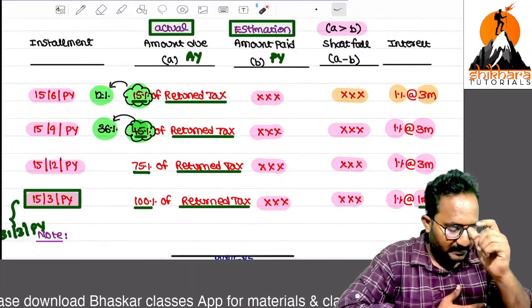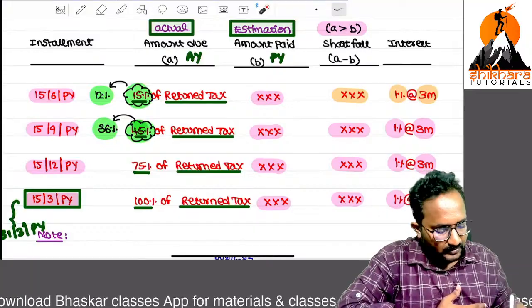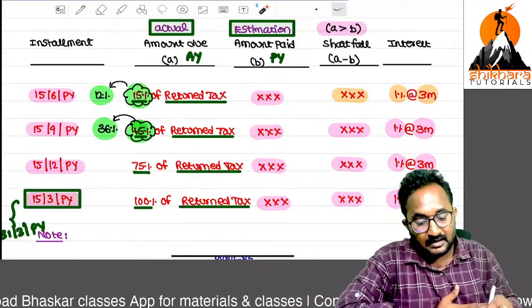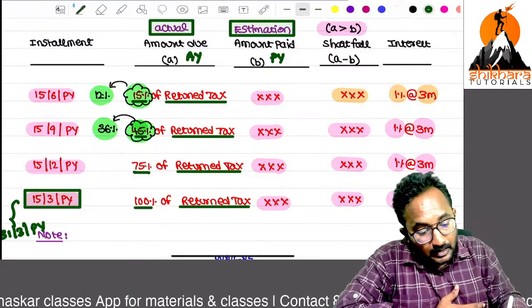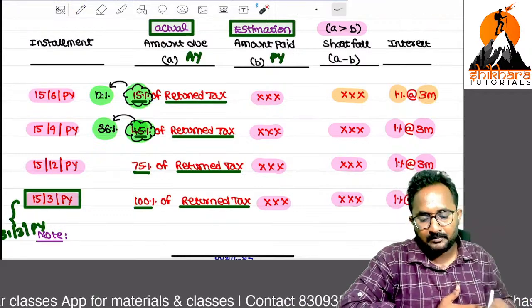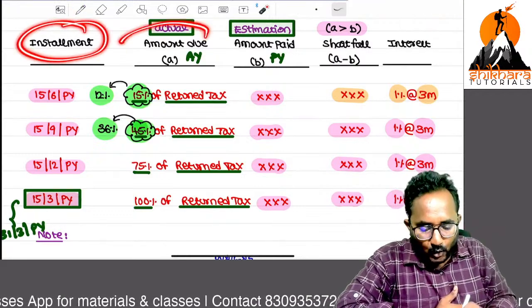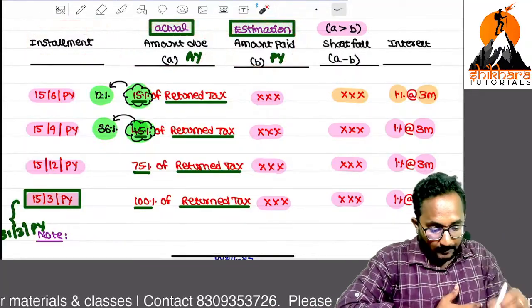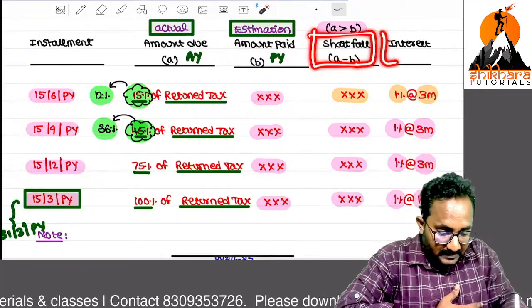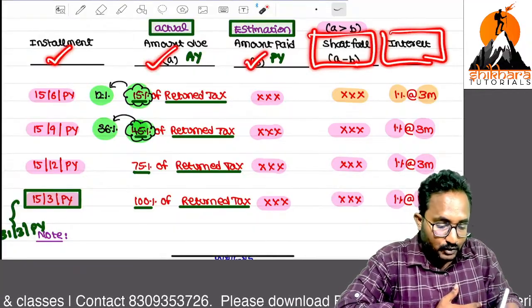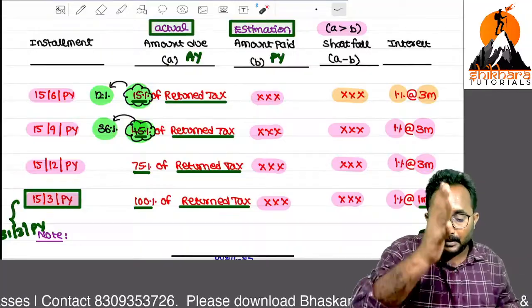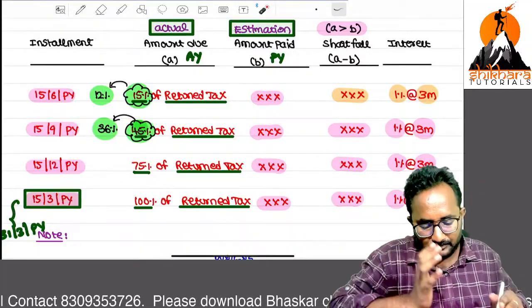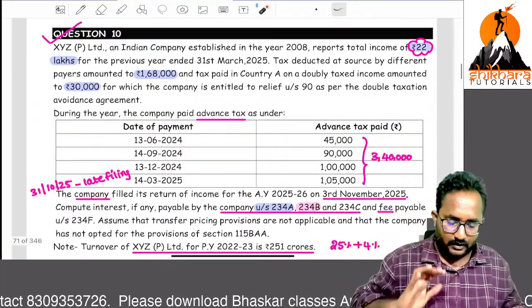Please give me confirmation up to now. If you do the total, you will get the 234C interest. This format you should remember: installment, amount due, that means their expectation, what I paid, that is the amount paid, shortfall, interest computation. This is a fixed format you have to remember for doing the problem under section 234C. Now, so this sum we can do.